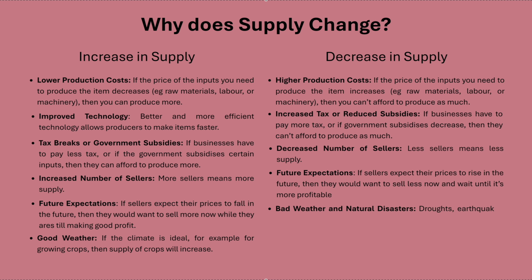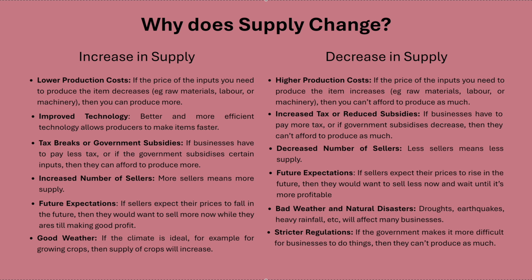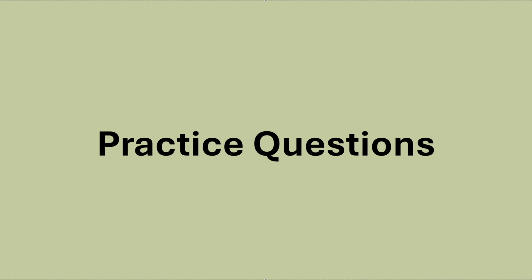Bad weather and natural disasters. This is something that they like to ask about in the exam. There are natural disasters that happen and affect a business. Like if there is a drought, then the supply of corn might decrease. Or if there is a flood, it might wash out some crops. Or if something happens to a factory, like it catches on fire, then the business can't make their stuff to sell. And lastly, stricter regulations. This means that the government creates new laws which make it more difficult for businesses to do things, so then they can't produce as much. Alright, and that's most of the things that can affect the supply curve.